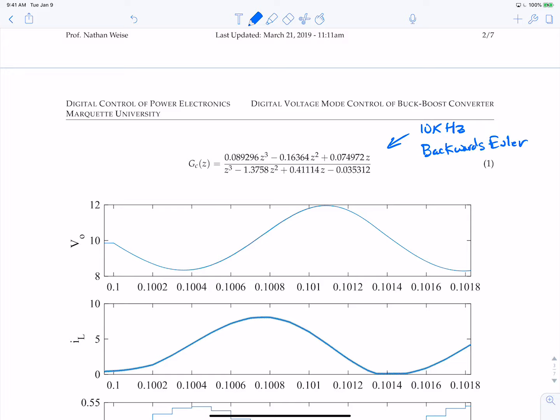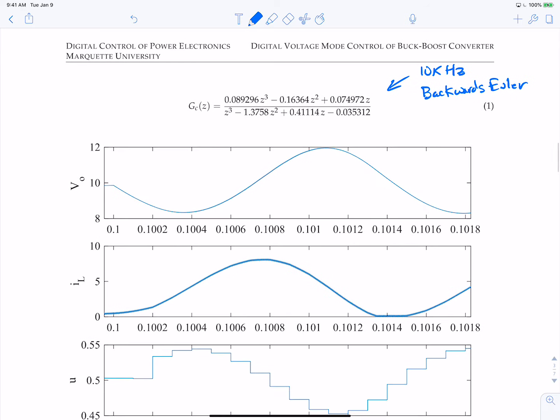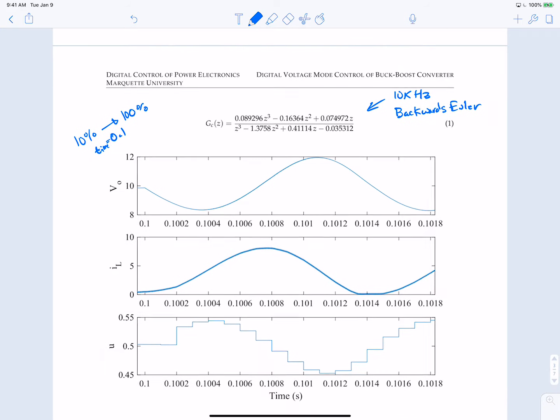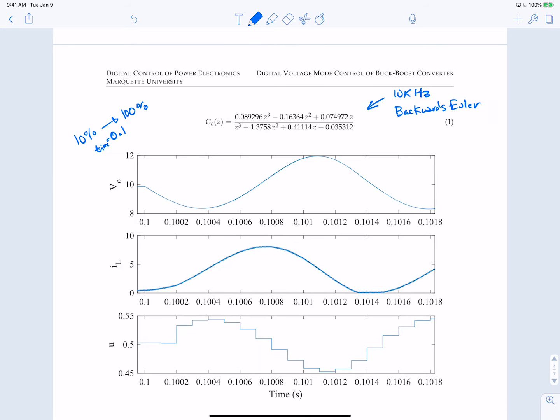The first thing you can notice is that the output voltage is wildly oscillating. There's going to be a transient from 10% of full load to 100% of full load, and that's going to happen at time equal to 0.1. You can see from this plot that it never settles down. In fact, you can also see the discrete sampling time of the output of our duty cycle here.